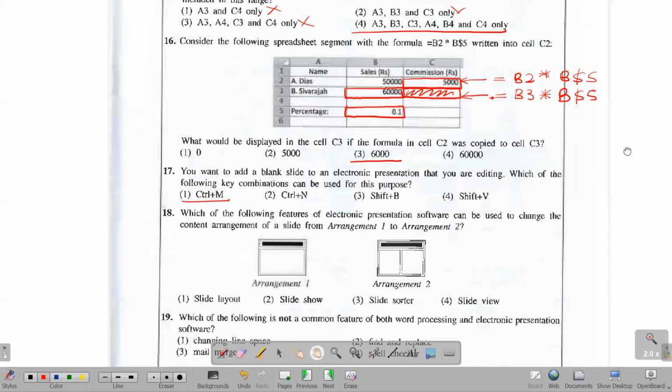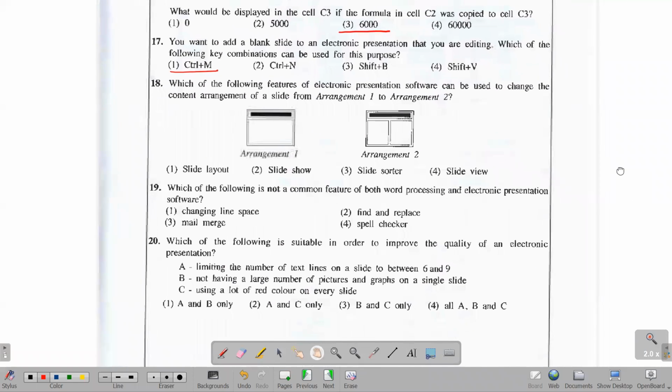So moving to the 18th, which of the following features of electronic presentation software can be used to change the content arrangement of a slide from arrangement 1 to arrangement 2? Here, they have changed the layout of the slide from arrangement 1 to arrangement 2. So it can be done by the slide layout. The answer is going to be the first one.